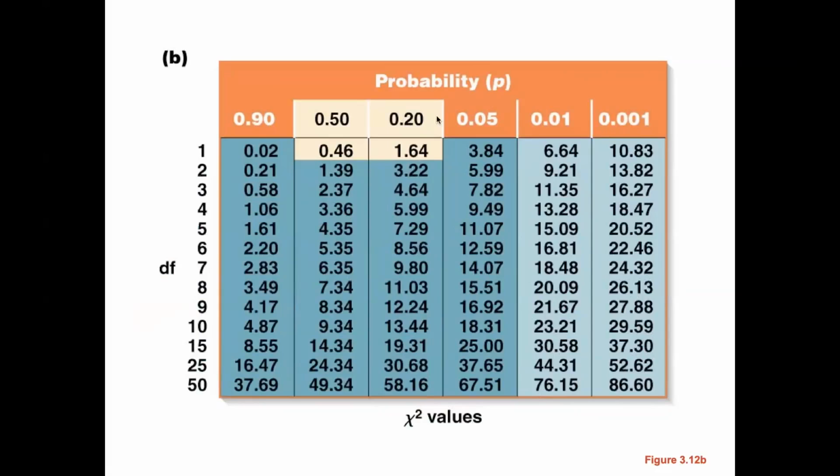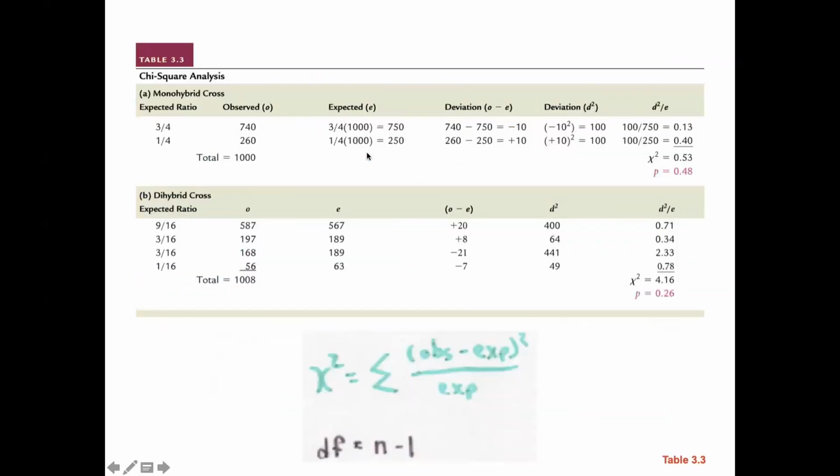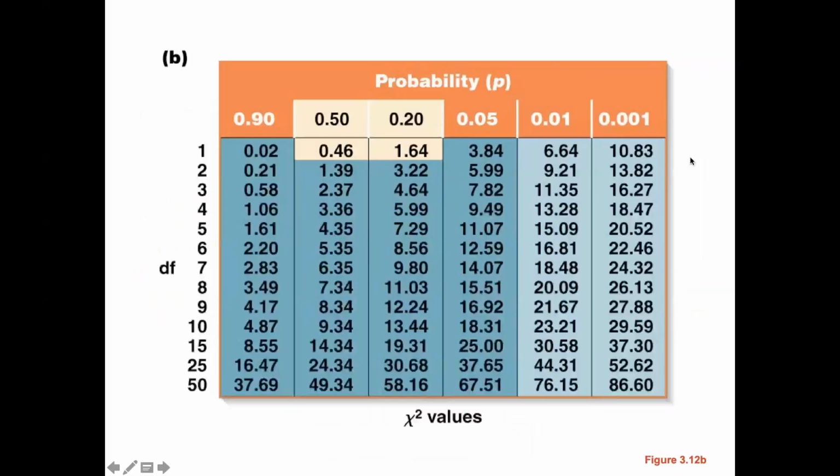So for instance, for the first experiment, we calculated a chi-square value of 0.53 and a degrees of freedom of 1. So here's a degrees of freedom of 1. You go across the row until you find your chi-square value. So 0.53, it's not in the table, but it falls between these 2 columns, so between these 2 probability values, 50 to 20%. Okay, so that's what we're coming away with.